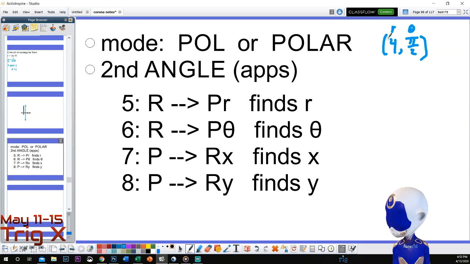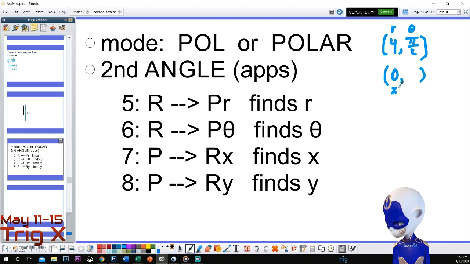Anyways, we start with the parentheses, go ahead, type the number 4, and then the comma button. Comma is above 7, and then after that I'm going to type pi. Pi is above the division key. You're going to have to hit the second key first, and then divided by 2. End your parentheses, then hit equals, and you should get the answer of 0. So remember, if we're converting into rectangular form, we know that our x equals 0.